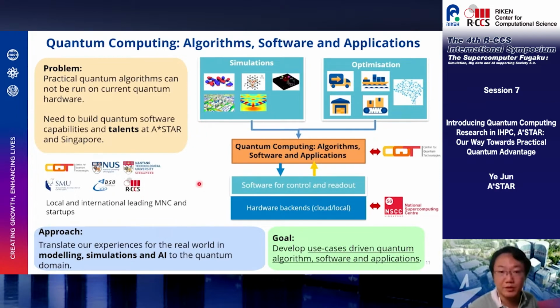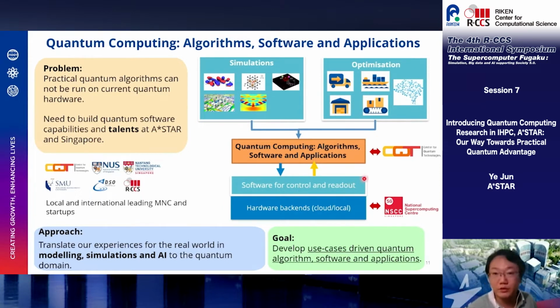So this platform is the one that we would like to leverage, so that we can translate our experiences for real-world modeling and simulation and AI to the quantum domain. And the overall goal is to develop this use case-driven quantum algorithm software and applications by leveraging the development of this platform. So in this platform, we have three major components. Two are at the relatively higher level, or more application level, relevant to the simulation, both the simulation for quantum chemistry, quantum materials, and quantum optics, and also large-scale simulations in, for example, computational fluid dynamics and also computational electromagnetism. We're also looking at the optimization problems. We are looking at optimization for logistics, operational research, warehouse management, manufacturing, and also AI as well.